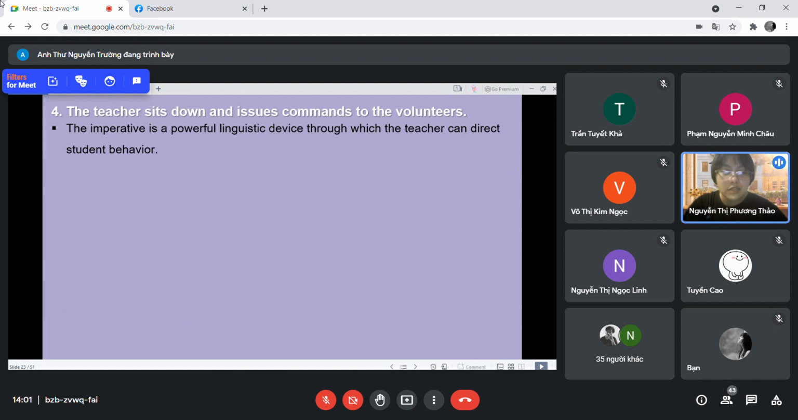The next one is the teacher sits down and issues commands to the volunteer, and the teacher can know whether students can understand the commands by performing them alone. And the principle is that the imperative is a powerful linguistic device through which the teacher can direct student behavior. As you know, the term imperative also means a command. It is giving orders or commands or instructions to one person or a group of people, for example, single words or multi-word strings.